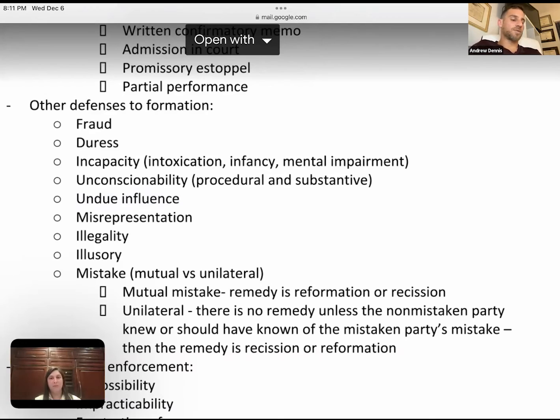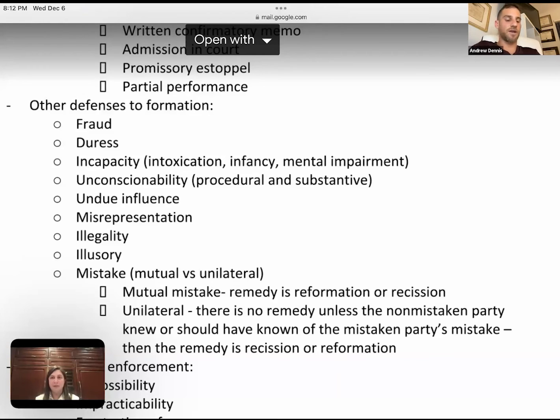Unilateral is when one party's mistaken. And usually when one party's mistaken, they're going to have to bear the burden of that mistake, unless the other party knew of that party's mistake and essentially took advantage of that, right? Then we'll have some bad faith. Remember, good faith will always prevail in contract claims. So make sure you know the difference between unilateral mistake and mutual mistake.